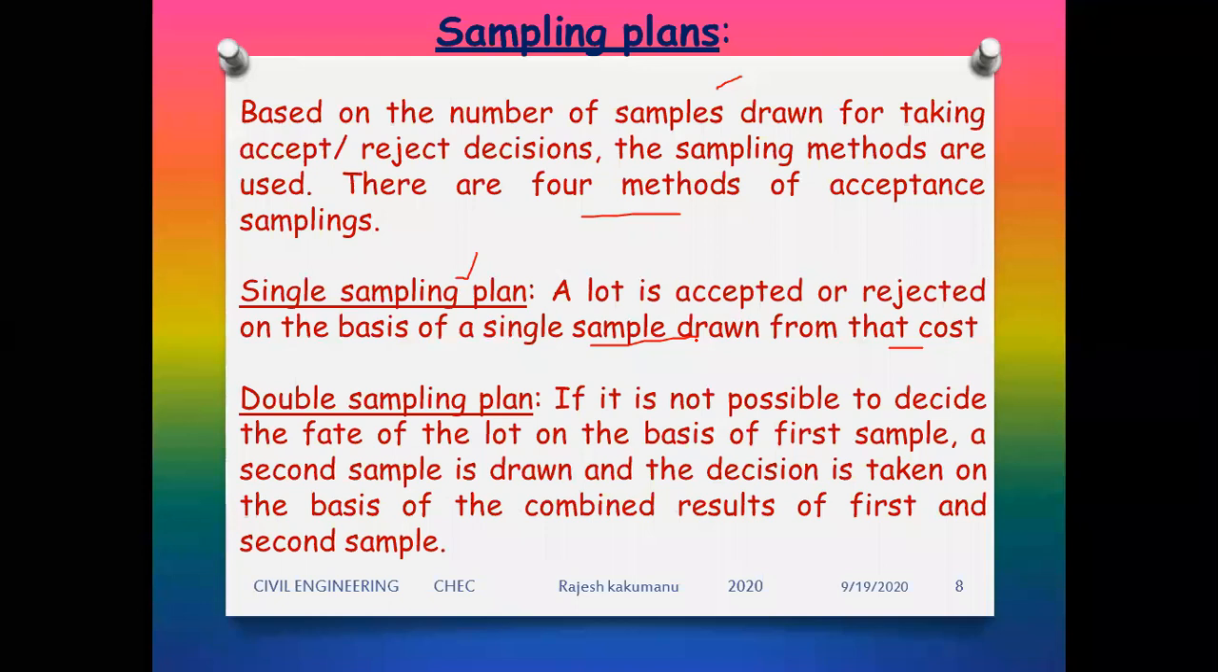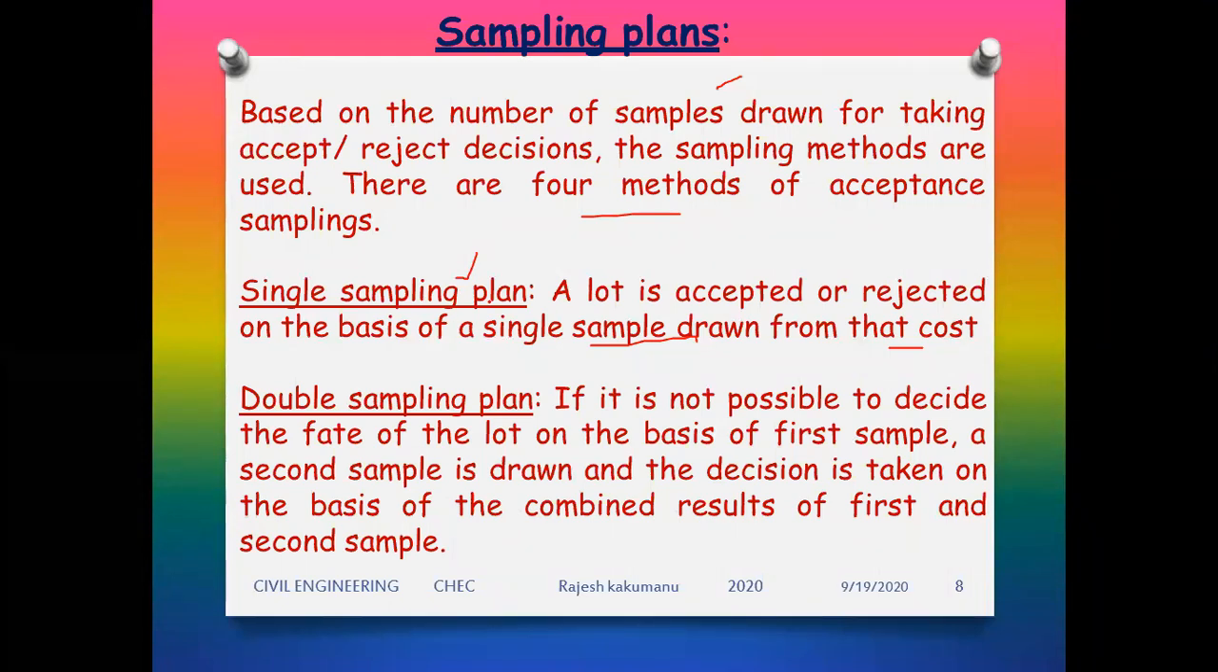So coming there and testing, touching it, seeing it, that is not a good thing. So at a single time, if you are taking a single sample drawn for the inspection, whether to accept or reject, that is nothing but a simple sampling plan.